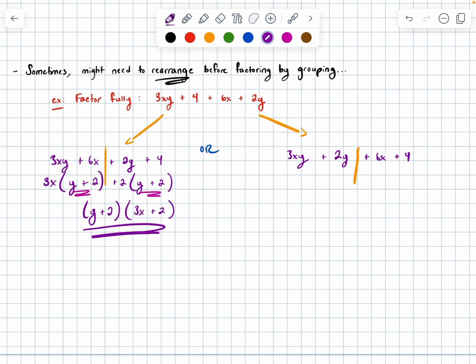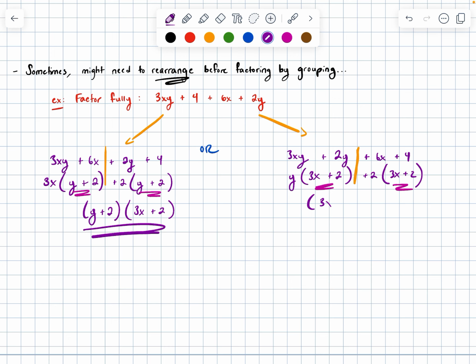For my other option, let's show we get the same thing. Well, 3xy and 2y, both of those have a y in common. To get from y back to 3xy, I need to multiply by 3x. To get from y to 2y, I need to multiply by 2. With 6x and 4, both of these are multiples of 2. So, to get from 2 to 6x, we multiply by 3x. To get from 2 to 4, we multiply by 2. Looky-loo, 3x plus 2 shows up in both.